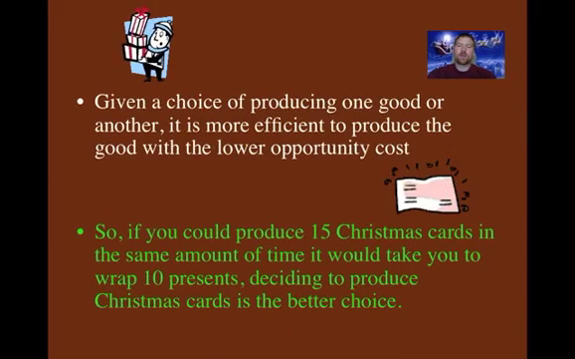Given the choice of producing one good or another, it is more efficient to produce the good with the lowest opportunity cost. Again, it's not a matter of whether you produce it the quickest or the best. It's a matter of who gives up the least amount when they produce that item. So in the scenario below, and you don't need to write this, just an example, it says if you could produce 15 Christmas cards in the same amount of time it would take you to wrap 10 presents, well, then you would want to do the Christmas cards because 15 is obviously greater than 10, and that would be the lowest opportunity cost. Otherwise, if you decide to wrap the presents, you'd only do 10 of them, and you give up 15 Christmas cards. So you want to do the one with the lowest opportunity cost.